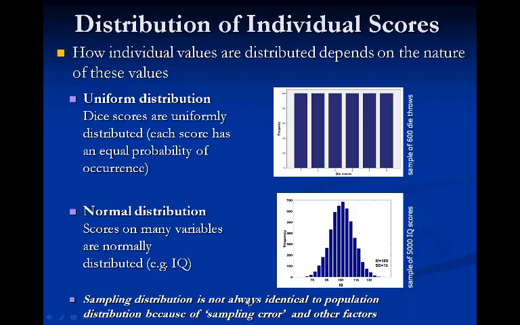So remember a very important point: the sampling distribution is not always equal to the population distribution because of sampling error and other factors. So that's an example here. This is the theoretical distribution, the expected values, but actually in a real sample the numbers of 1s would vary a little bit from 100, as with the 2s, within the overall total of 600 throws.